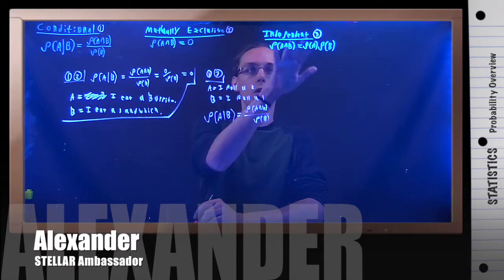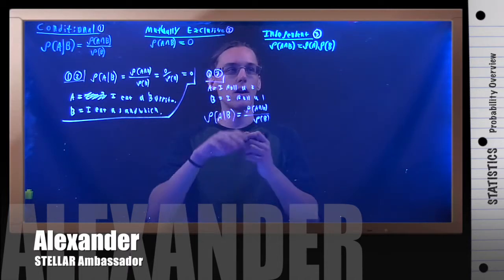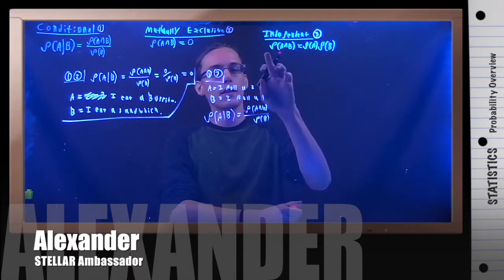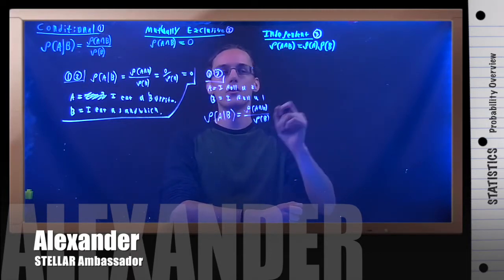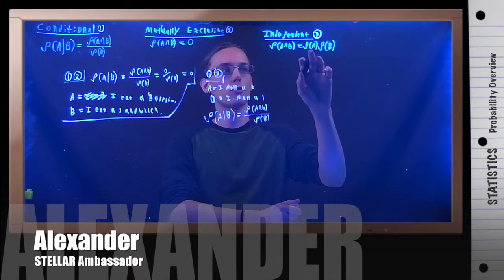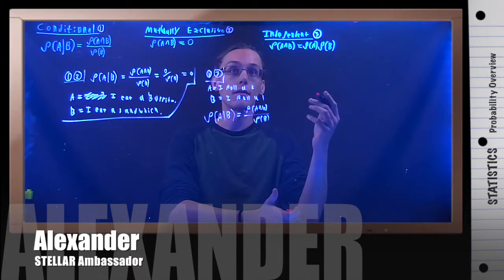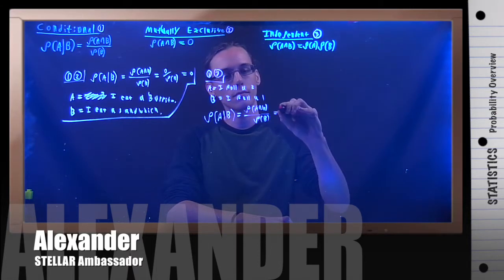Well, we know these are independent, right? So we know that the probability that I roll a 2 and then a 1 is just equal to the probability that I roll a 2 multiplied by the probability I roll a 1. So let's throw that in here.